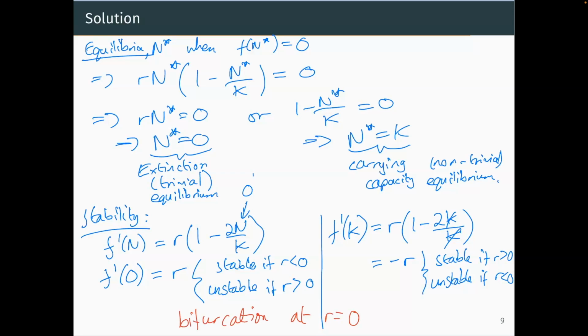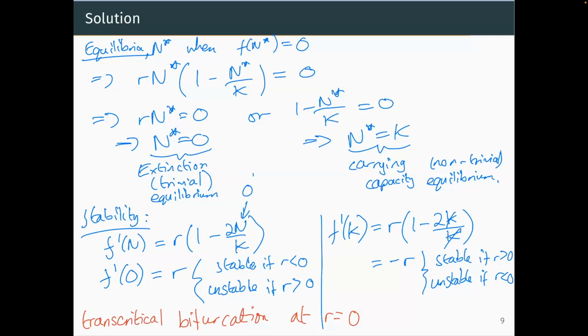There's a period doubling bifurcation and a transcritical bifurcation, yeah? Can anyone tell me what type of bifurcation this is going to be? Transcritical, and why is that? The sign, or the stability changes depending on the sign.